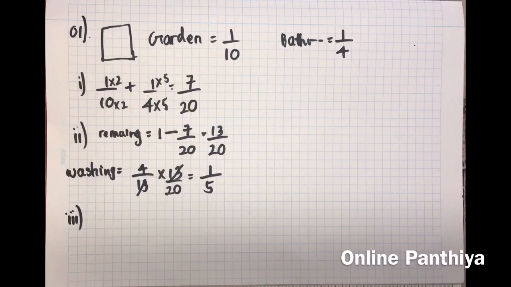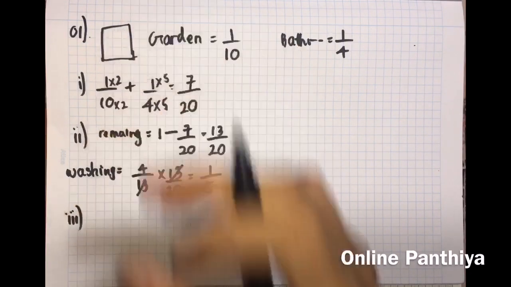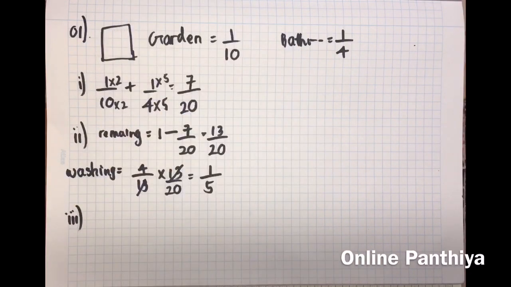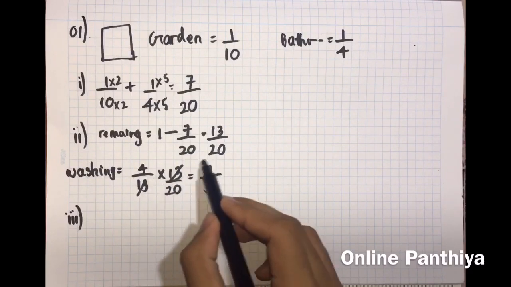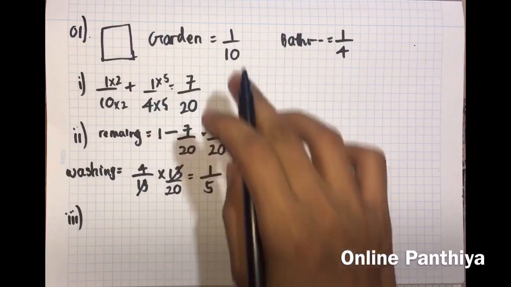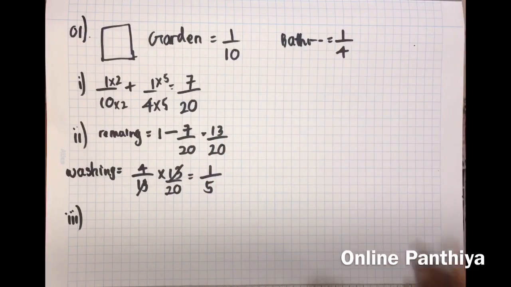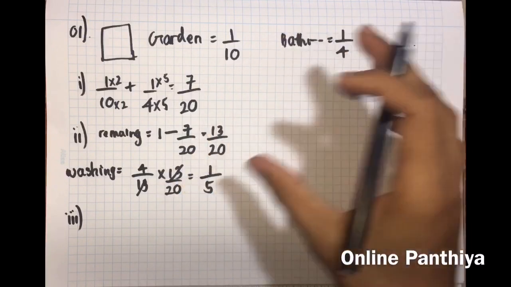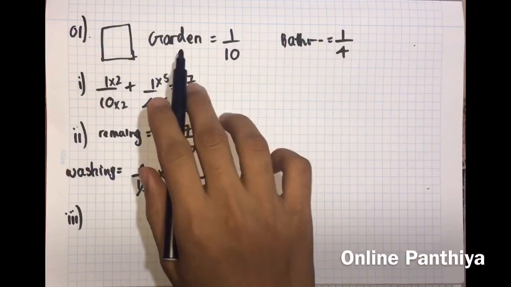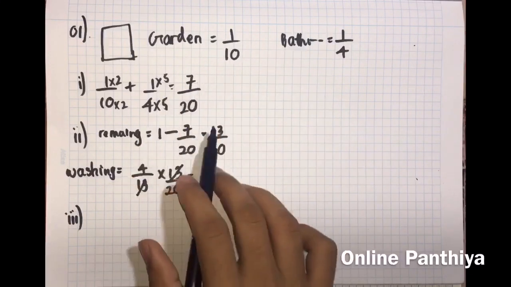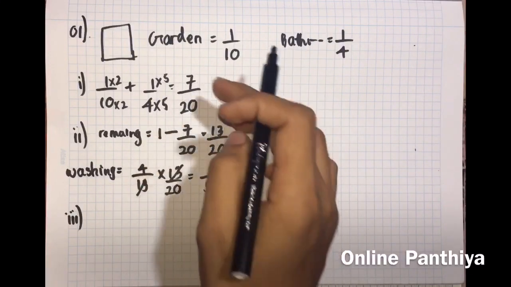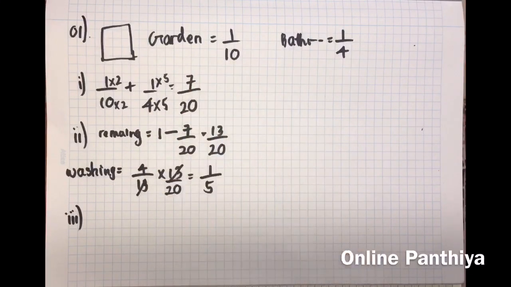So how do you find it here? They're asking you what is the balance portion in the tank. Now observe, this is very easy. You know the portion that is used for washing, you know the portion used for gardening and also for bathing. Now can you find the total amount that was used for all these purposes? This and this together we have already found, that is 7/20. So with this portion I'll be adding 1/5.